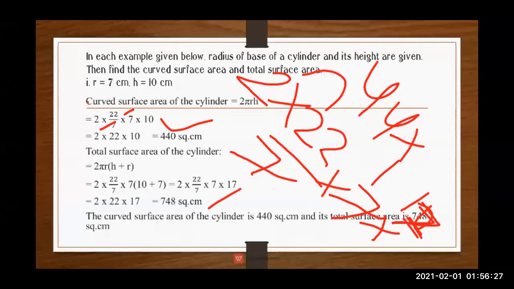What are you getting? 44 multiplied by 17. Very good, Vedant. You are getting the same answer which I got. That is 748 square centimeter. 748 square centimeter.